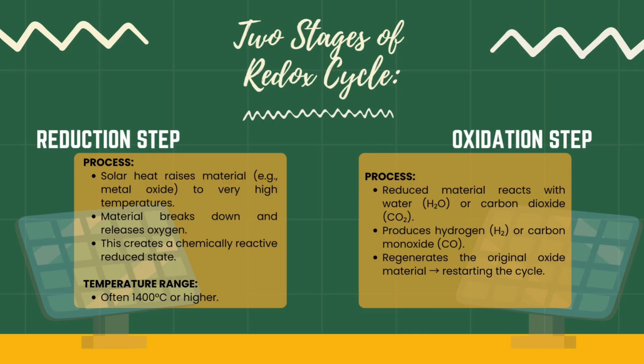The next is the oxidation step. The reduced material reacts with water (H2O) or carbon dioxide (CO2). It produces hydrogen or carbon monoxide. It regenerates the original oxide material, restarting the cycle. So in the oxidation step, the reduced material reacts with water or carbon dioxide to produce hydrogen or carbon monoxide. After this, the material returns to its original state and the cycle restarts. So the oxide is regenerated for the next cycle.